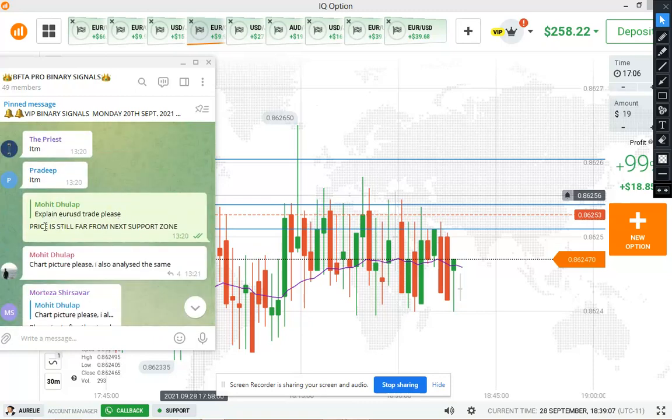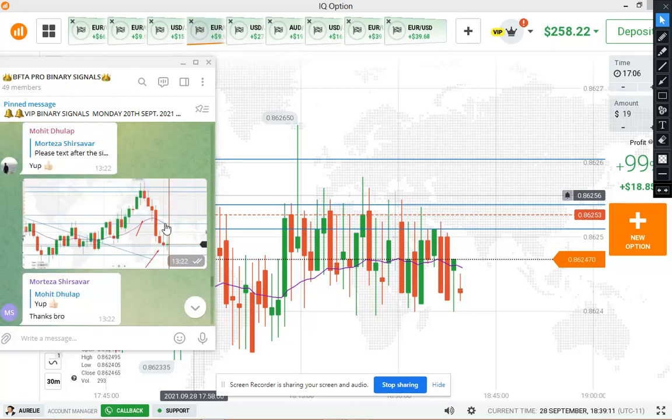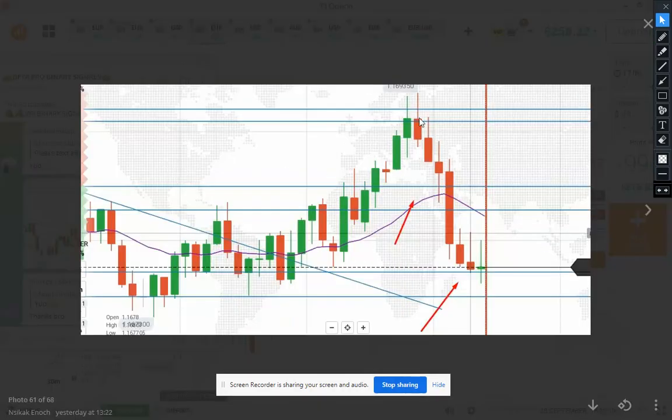I explained to the person that, okay, price is still far from the next support zone. This is the picture here. So this is the reason why we took the trade on Euro USD.